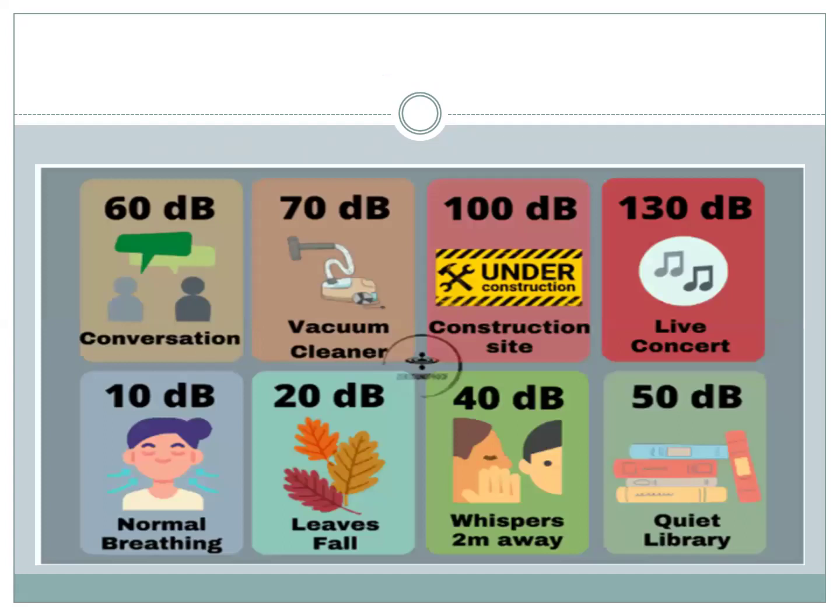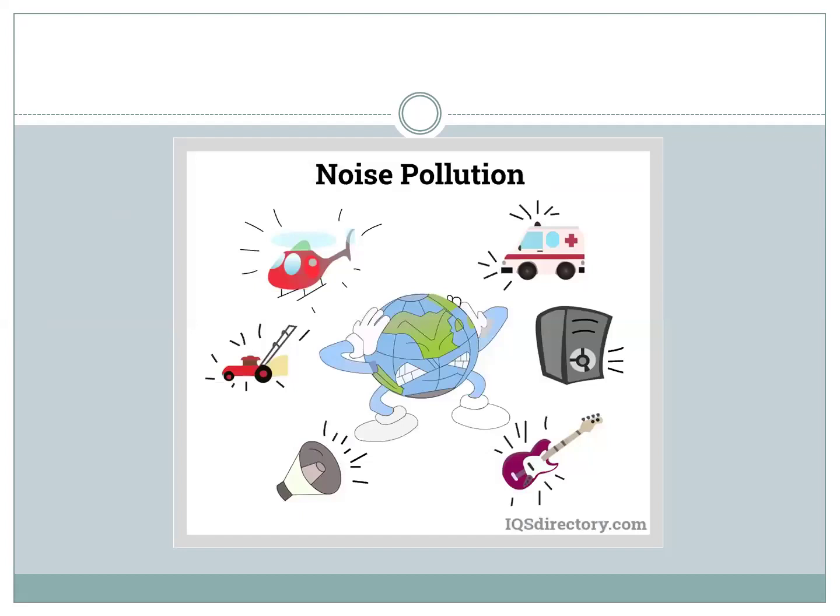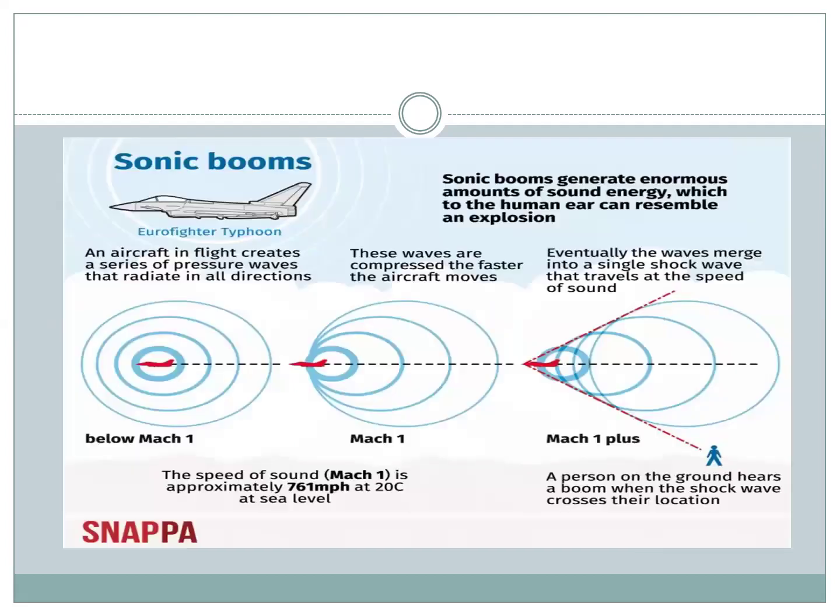So this is the loudness. The maximum recommended is 85 decibels, above which, if we are exposed, can cause ear damage. This is the chart which shows the different loudness levels, which are measured in decibels. Noise pollution: sonic booms generate an enormous amount of sound, which to the human ear can resemble an explosion.